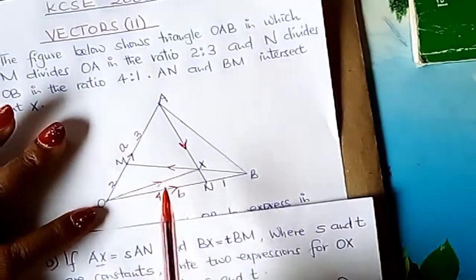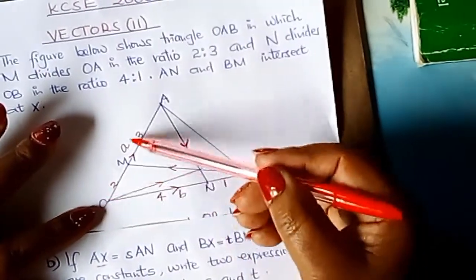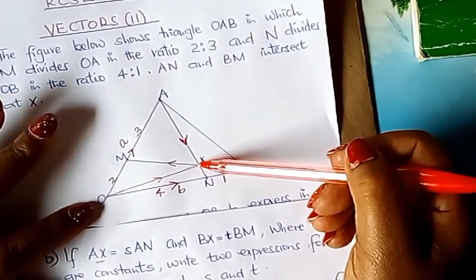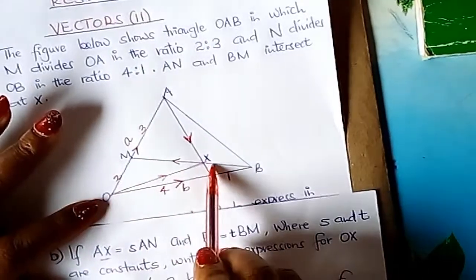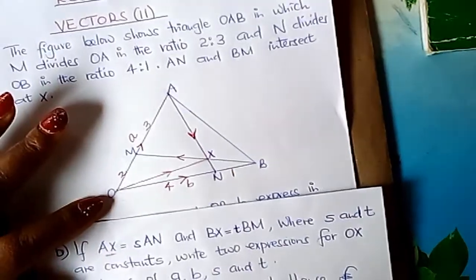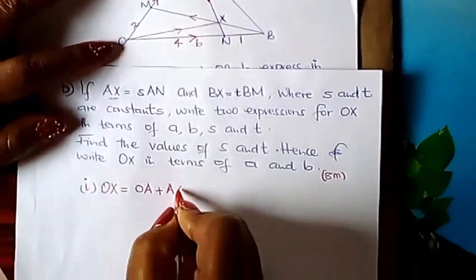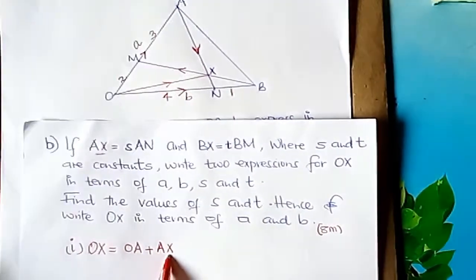OX, Lana, this vector here is the same as OA plus AX. Using that root, we have used our AX. Look at it: OX is the same as OA plus AX. We write it here, the same as OA plus AX. I hope you've got that. So we have used our AX in the first root.